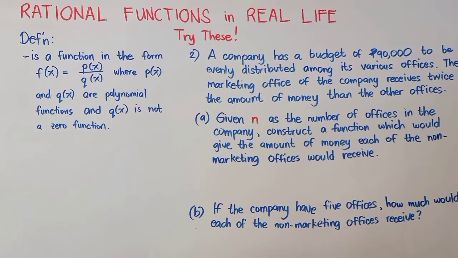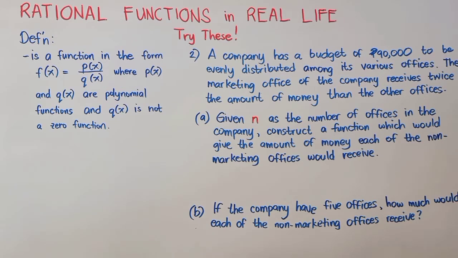Number 2. A company has a budget of 90,000 to be evenly distributed among its various offices. The marketing office of the company receives twice the amount of money than the other offices. A. Given N as the number of offices in the company, construct a function which would give the amount of money each of the non-marketing offices would receive.